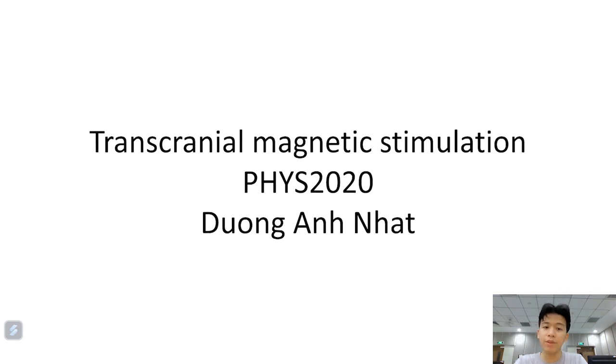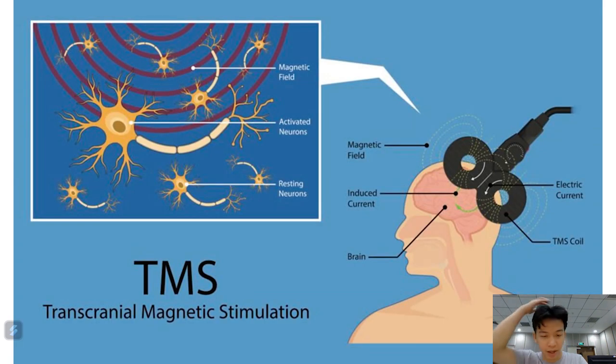So TMS involves the application of a brief and intense magnetic field to the scalp, like the outside area of our head, which will induce electric currents in the underlying neural tissues in our brain. Then these induced currents will modulate the neuronal activity and brain function, and it will temporarily disrupt or enhance brain function in a controlled manner and with some specific target, and it depends on the specific and different disorders that need to be treated.